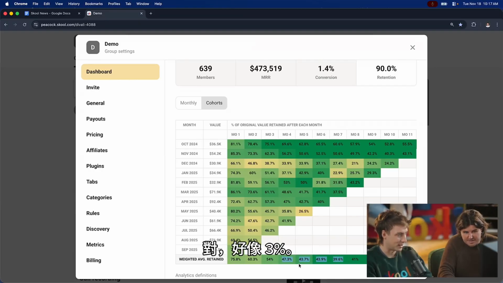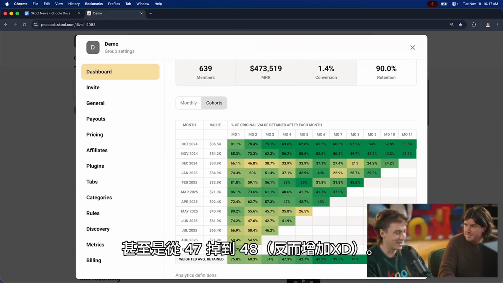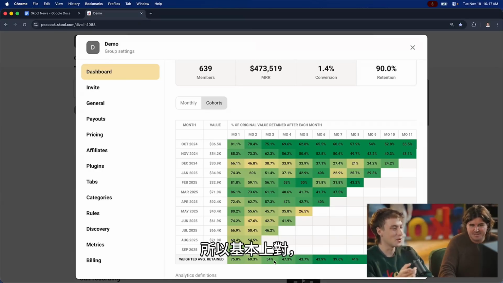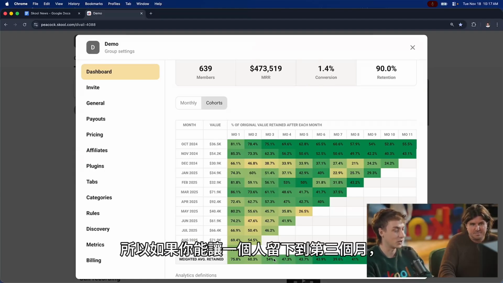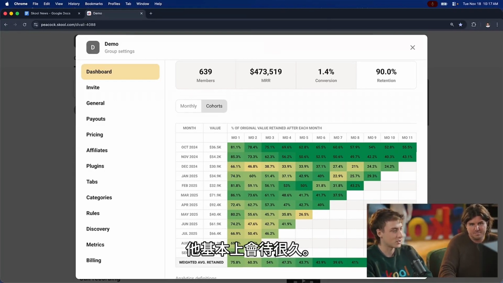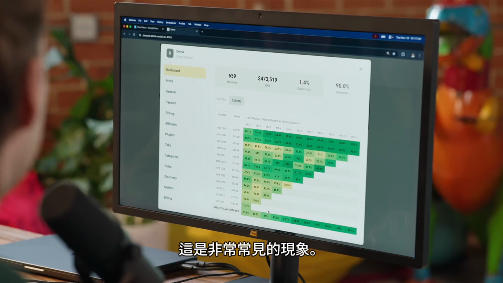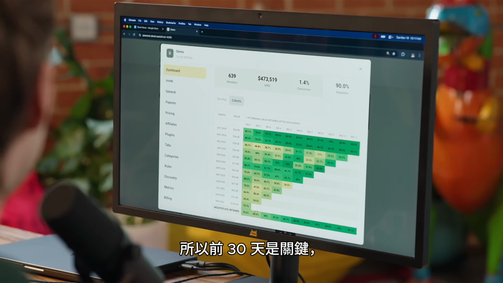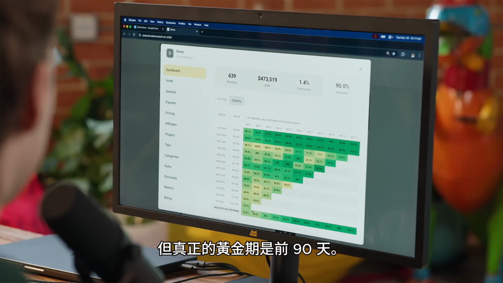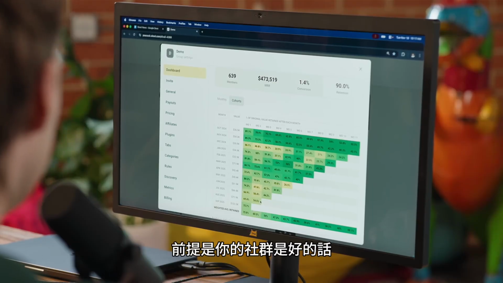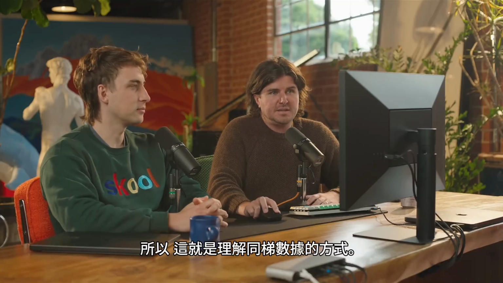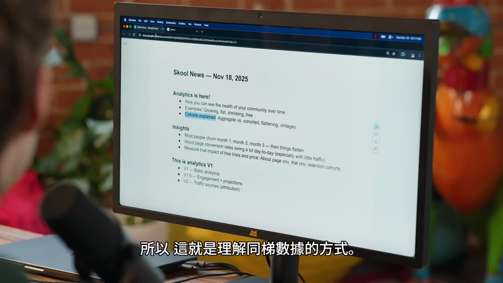Yeah, it's like 3%. It goes from 47 to 48. So it's basically flat after month 3. So if you can keep someone to month 3, they pretty much stay for a long time. And that's what we've seen pretty much across the board. That's a common thing. So the first 30 days are critical, and really it's the first 90 that are key. And when people stick, they really stick, if you've got a good group. So yeah, that's how you can kind of understand cohorts.